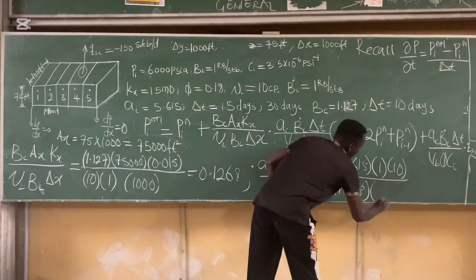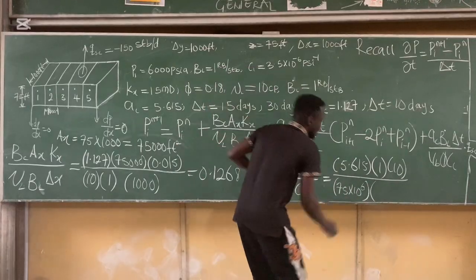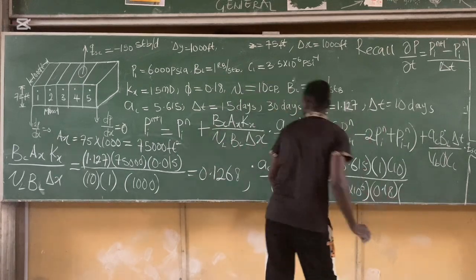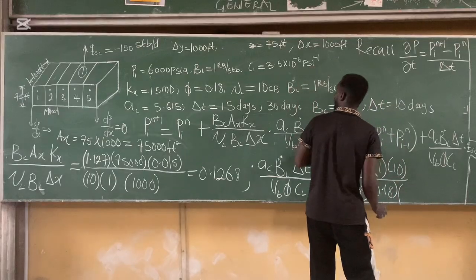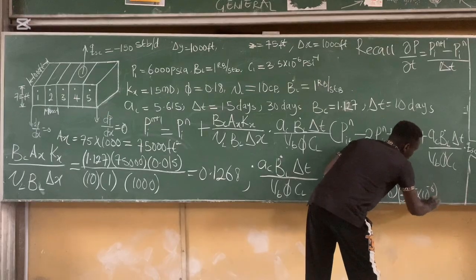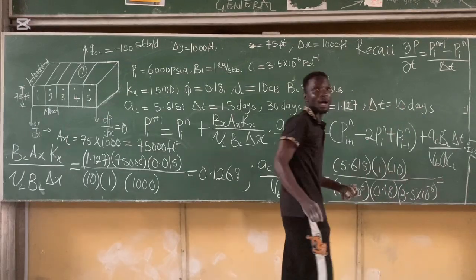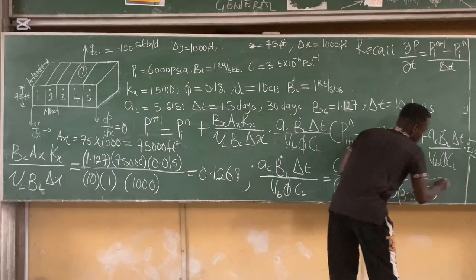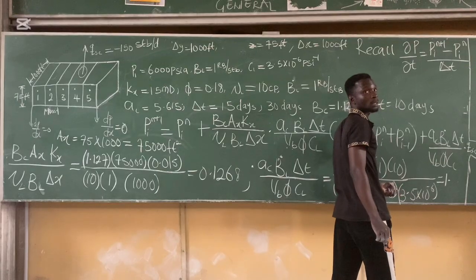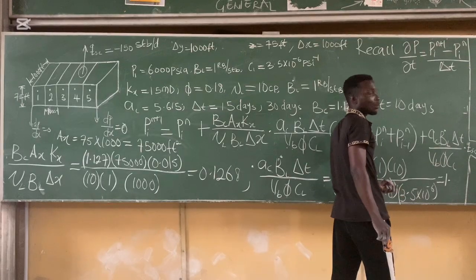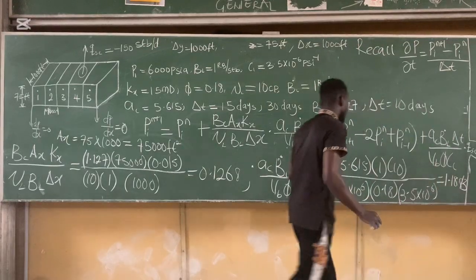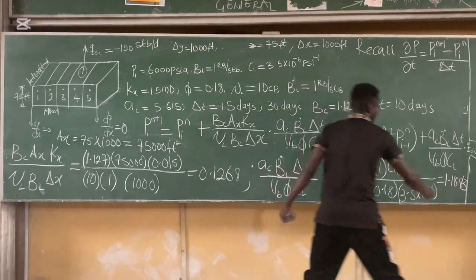Then what is our phi? Phi is given to us as 0.18. Then multiplied by CL. What is CL? 3.5 times 10 raised to the power minus 6. So if you compute this, we are going to have 1.1883. So if you compute this, we are going to have this particular value.